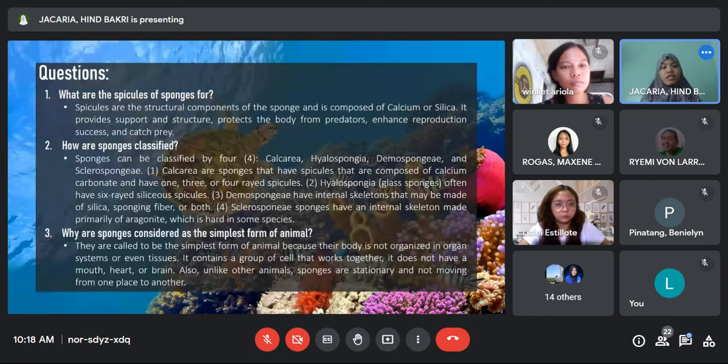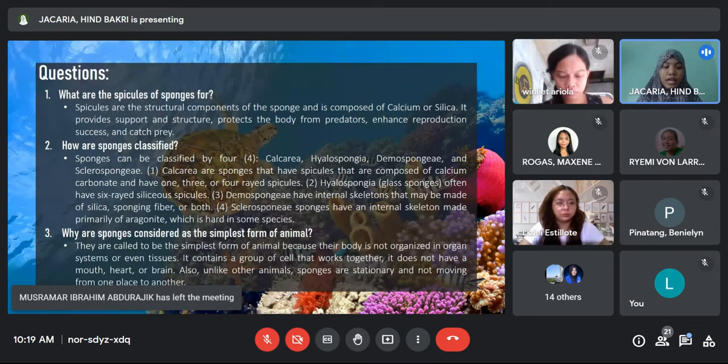Then for the questions, what are the spicules? What is the purpose of spicules in sponges? The spicules serve as a structural component of sponges, and they are composed of silica or calcium. They also provide support and protection to the body of the sponges from their predators. They enhance reproductive success, and they also catch prey of the sponges.